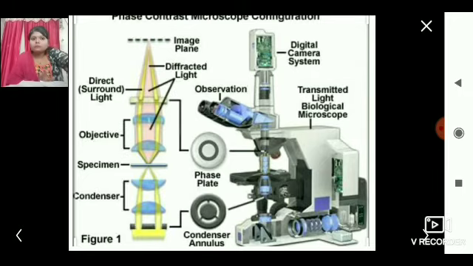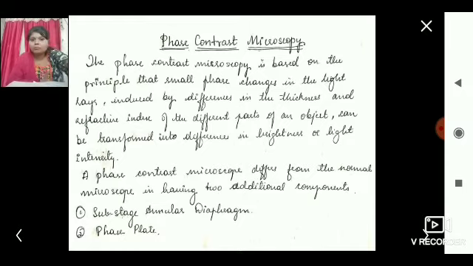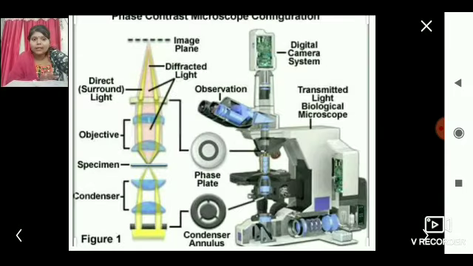Okay, so as you can see here, the image plane is there, and you have a condenser, a specimen, the objective, and the direct and surround light. The observer is observing it here, and you have a digital camera system also fixed. A transmitted light or biological microscope is nothing but this. See the condenser annulus is present here, wherein you have a diaphragm before the objective. See here, the substage annular diaphragm is present.